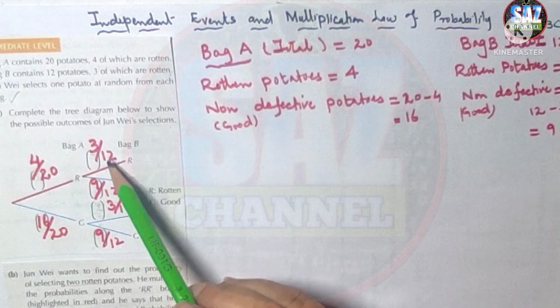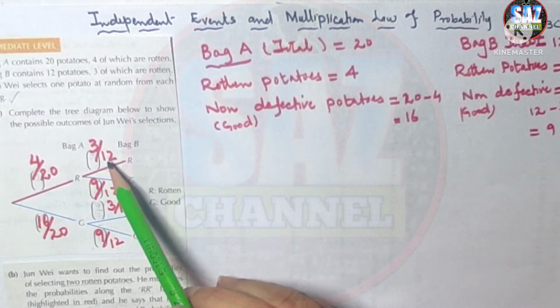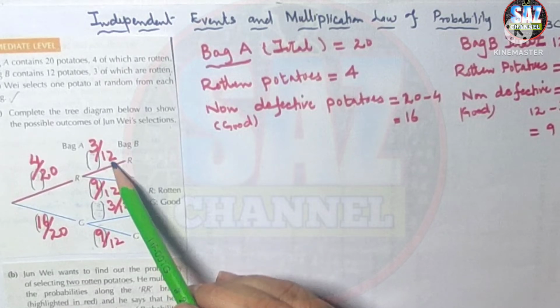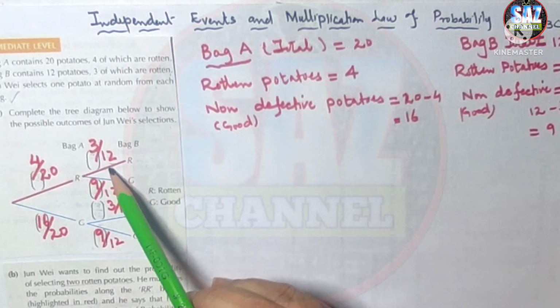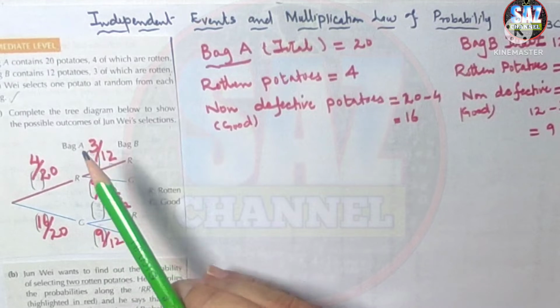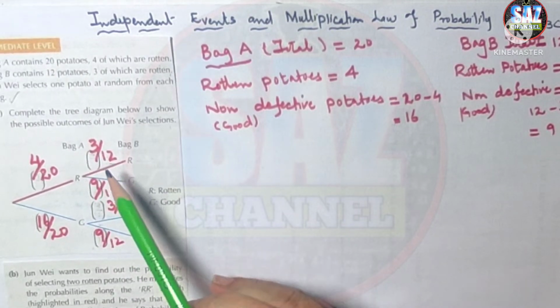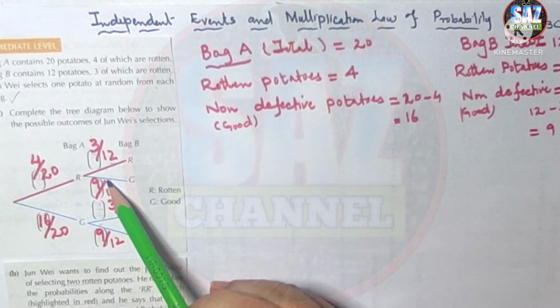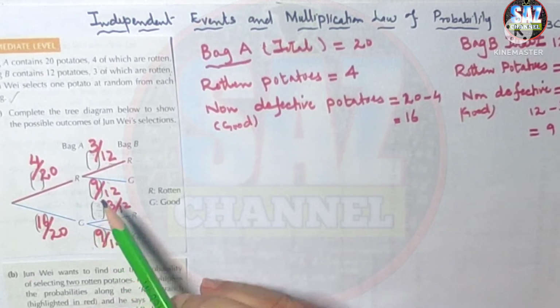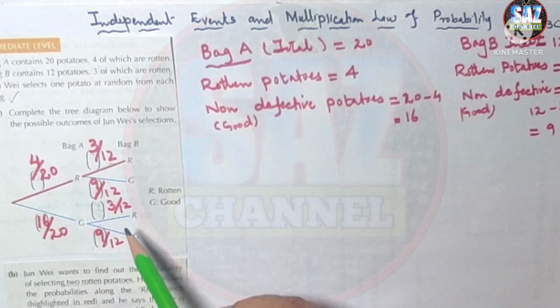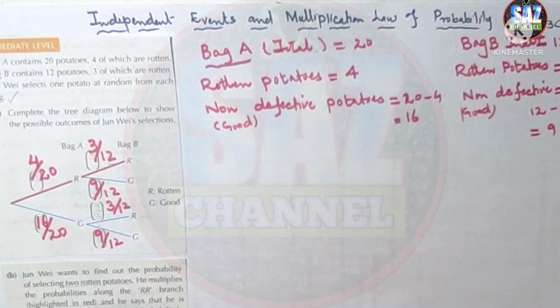If you compare this question with the previous question, you can see that there, when the second choice was there, we were having the total 1 less than the previous branch, but here why are we not having the total 1 less than the previous branch? The reason is both the bags are independent. The choice of the rotten or good from bag A does not affect the choice of good or bad from bag B. Then these are independent events.